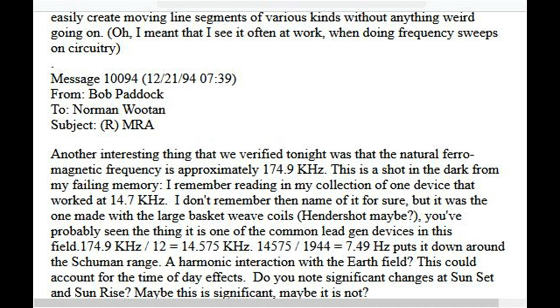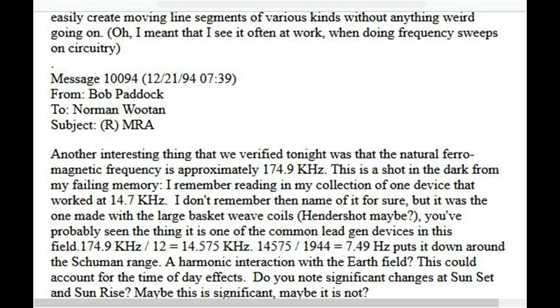I don't remember the name of it for sure, but it was the one made with the large basket weave coils, Hendershot maybe. You've probably seen the thing. It is one of the common lead gen devices in this field. 174.9 kHz/12 equal 14.575 kHz.